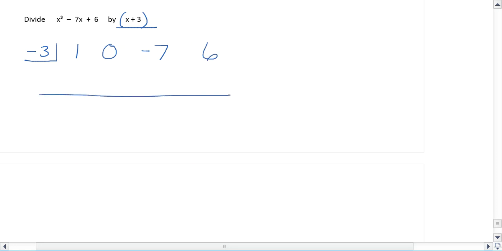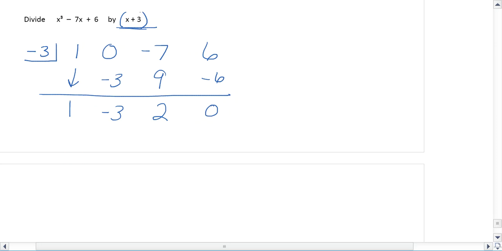Again, draw the line and just bring your first coefficient down to begin the process of multiply and add, multiply and add. So -3 times 1 is -3, add straight down. -3 times -3 is +9, add straight down. -3 times 2 is -6. This time the remainder is 0. That means that this does go in here evenly.